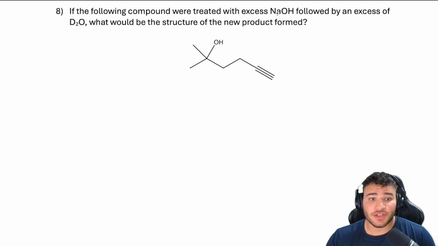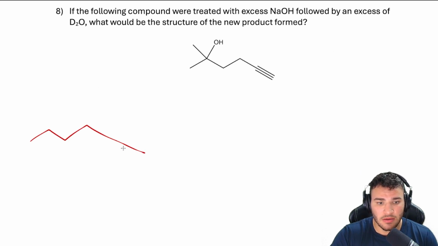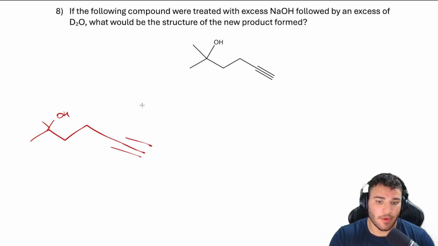Question 8, the final question, is asking: if the following compound was treated with excess NaOH followed by an excess of D2O, what would be the structure of the new product formed? And so let's redraw this structure. We have that triple bond and then an OH coming off here.